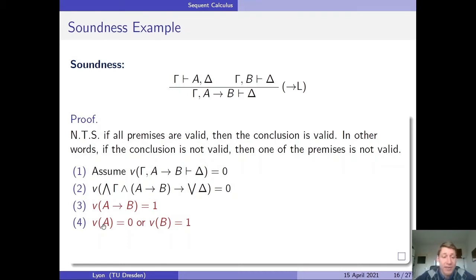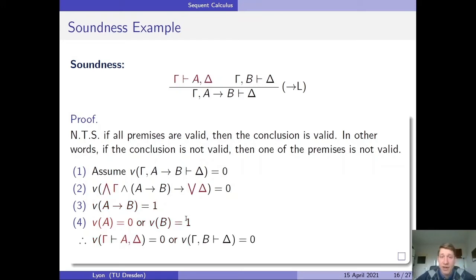Now what I'm going to do is make a case distinction. I'm going to show that if A is false, then the left premise of implication left is false. And I'm going to show that if B is true, then the right premise of implication left is false. And this will therefore show that under the assumption that the conclusion is invalid, one of the premises is invalid.